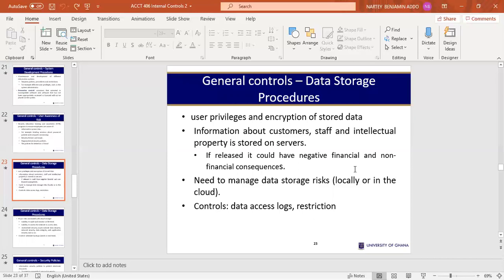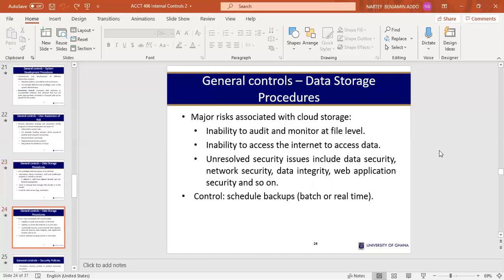And you know that the storage contains information about the whole organization in terms of customers. So in this university, we have storage which stores information about all students' reports. You see, and this student report is the key. That is all what the university is relying on to award certificates. So staff and intellectual property are stored on servers. Okay, we need to manage data storage, either logically or in the cloud. Fine, we can store data logically, we can even store in the cloud, but each of them has its own advantages and disadvantages. Okay, so if you want data access, you need to log in, and then there are restrictions as well.